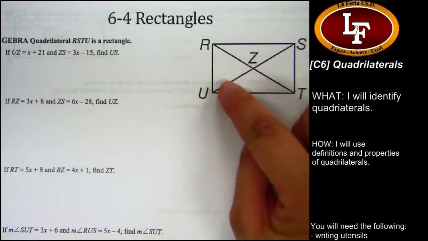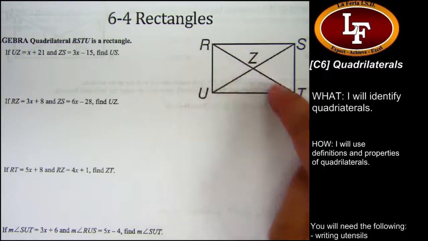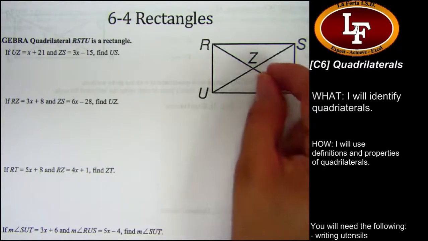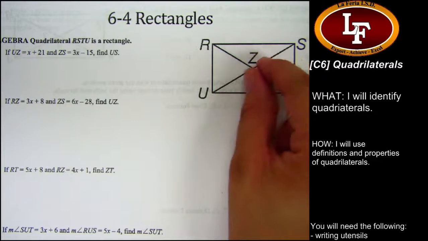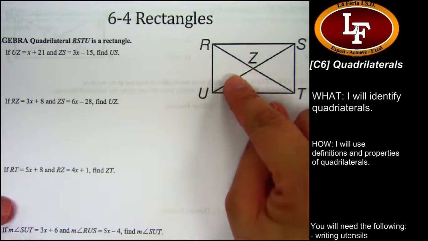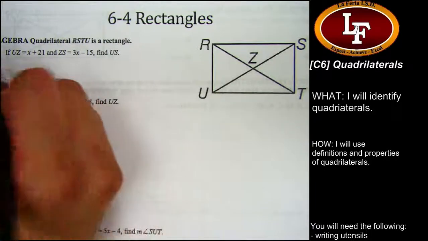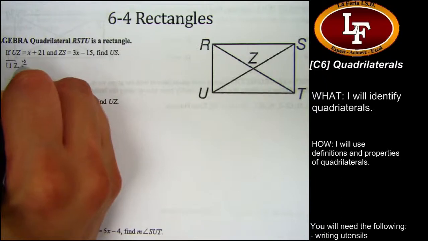So that means that this diagonal was bisected by this other diagonal, which means this diagonal, gentlemen, thank you. This diagonal is cut into 2 congruent pieces, so UZ is congruent to ZS. And that really becomes the first statement that I can make here.